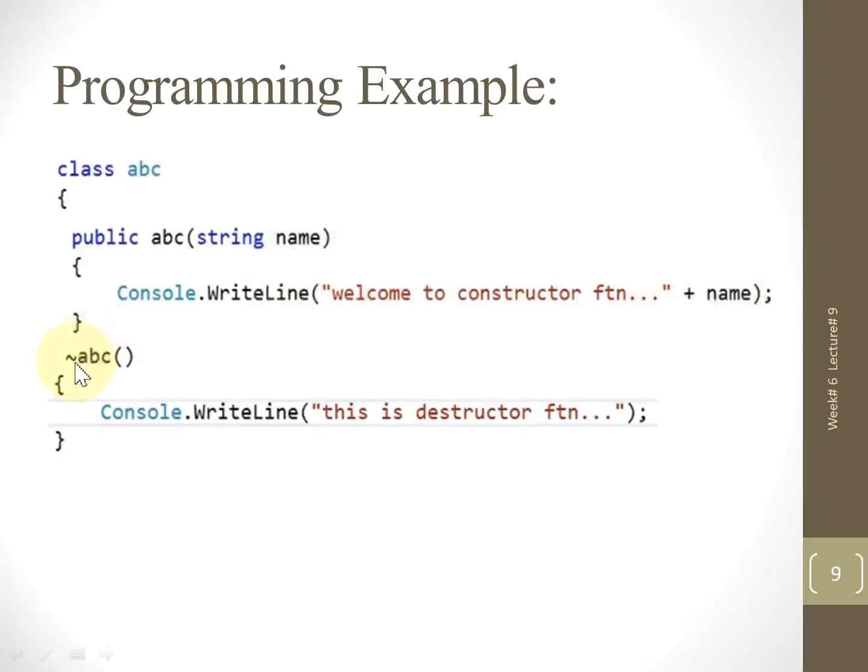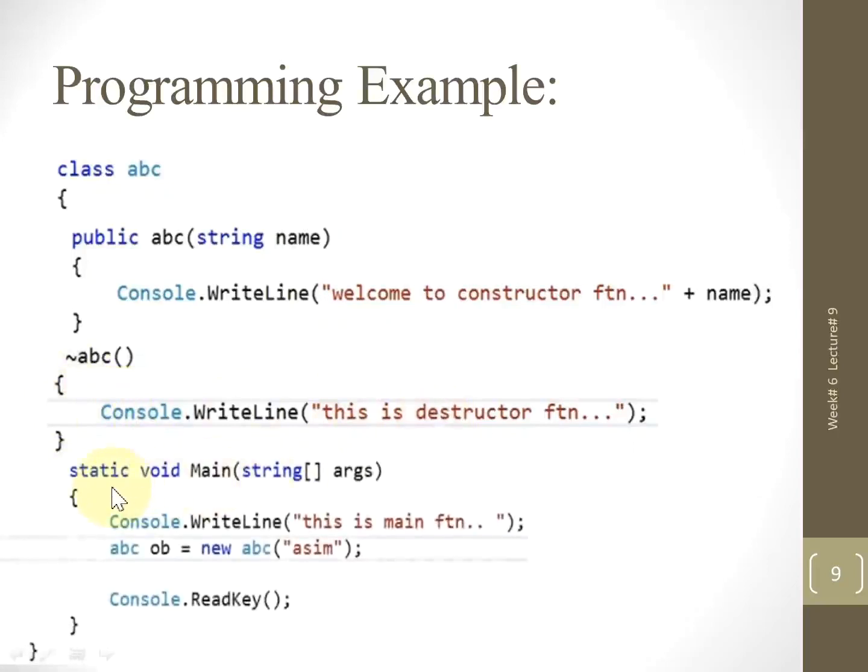The second is the destructor function. First, the name of the class and the name of the function are the same, but what is the difference? The tilde sign. So again, this is the constructor function, this is the destructor function, but the destructor function has no modifier, no return type, and no parameters. Within the body of the destructor function, I just printed a simple message.